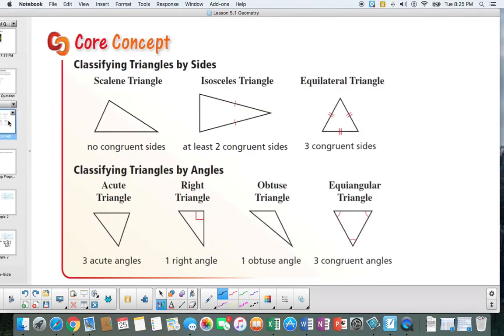All right, let's take a look at some vocabulary on classifying triangles by sides and classifying triangles by angles. You may have already seen these. In your notes, take a few minutes to write down the words, and if you need to, draw a picture for yourself. If you don't, just go ahead and list the different triangle names.